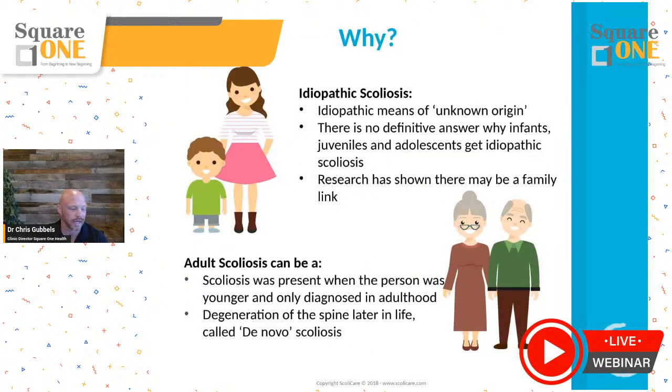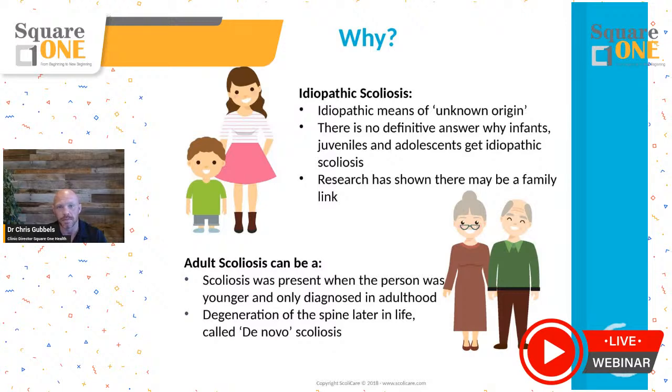So idiopathic actually means no known cause or origin. Now, we don't know exactly what triggers idiopathic scoliosis. We know it's probably multifactorial. There's probably a genetic component in combination with some environmental factors. But once the curve in idiopathic scoliosis begins, we understand how that progresses. And 80% of all scoliosis is idiopathic scoliosis.